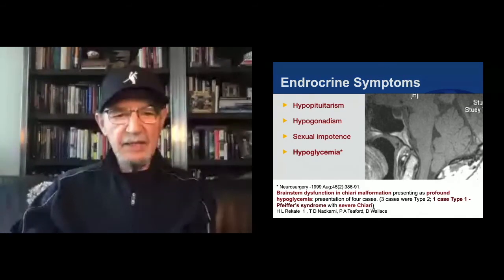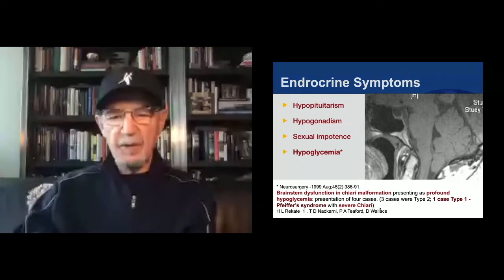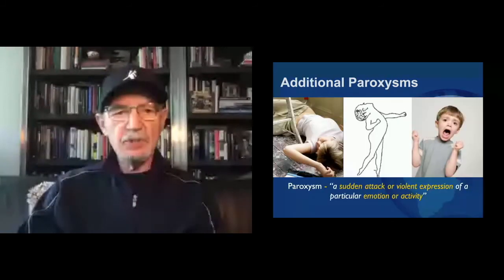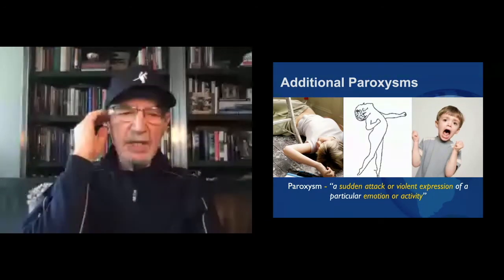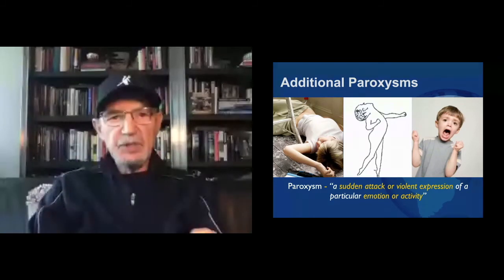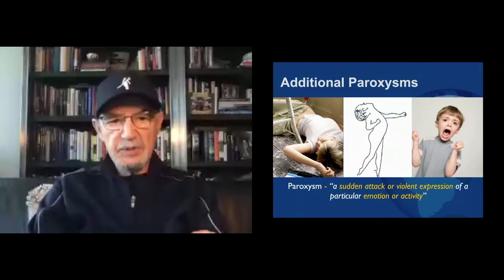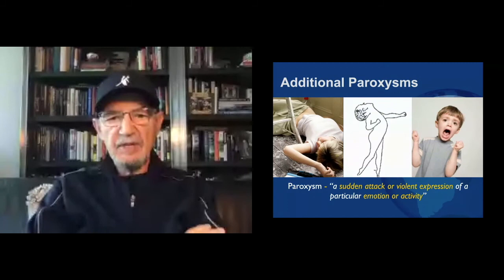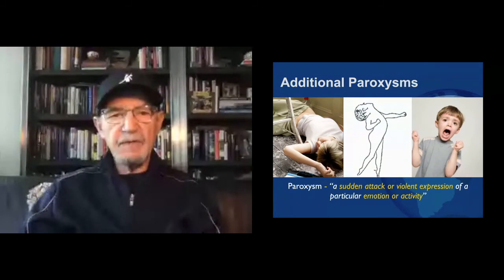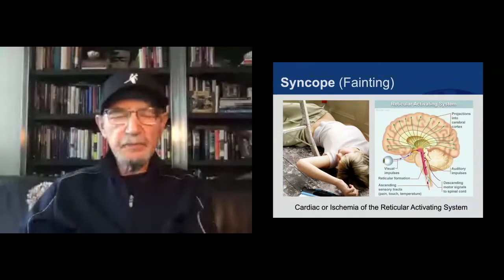This person had severe Chiari malformation and was improved following surgery. So, an unusual presentation. These are some of the most interesting, and we have to keep an eye out for these, what are called paroxysms. A paroxysm is a sudden violent expression of emotion or an activity. So I'm going to go over just a few of these paroxysms.